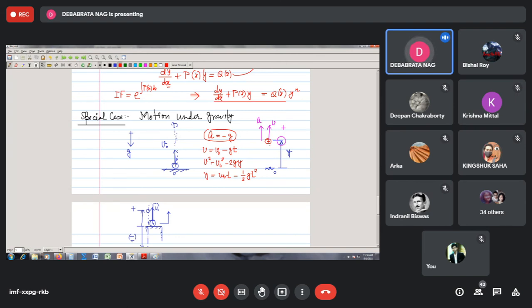And if it falls down, then of course you can consider that to be plus and consider your scenario in that way, right? So this therefore comes under the descriptions of motion under gravity, which can be considered as one of the subsets of the rectilinear motion.